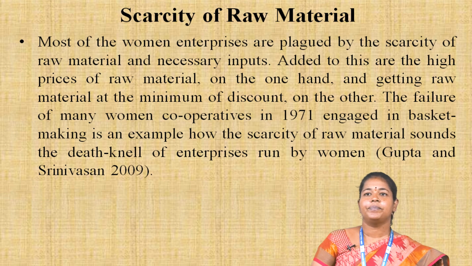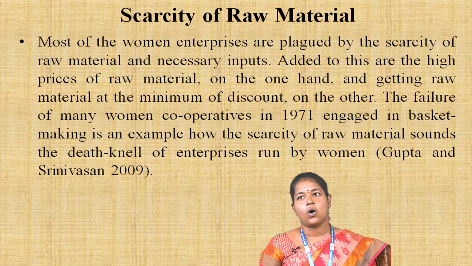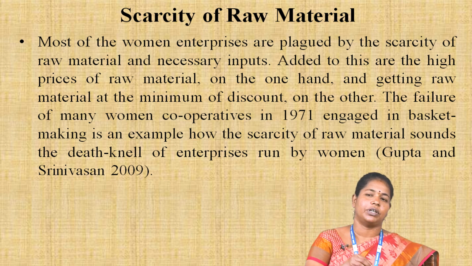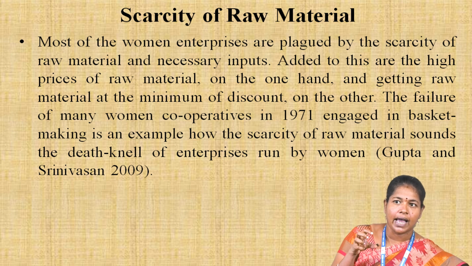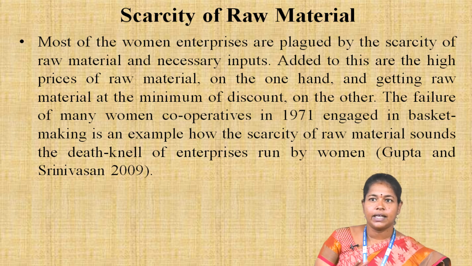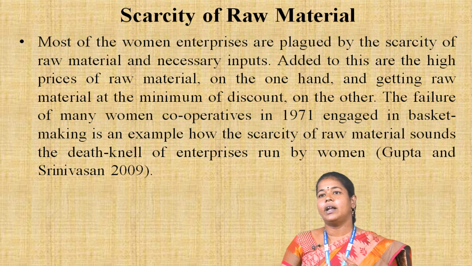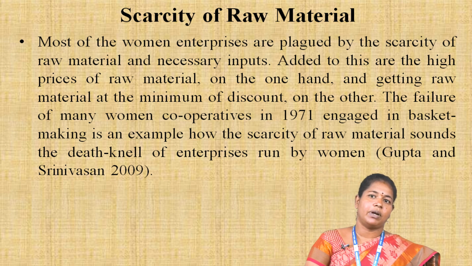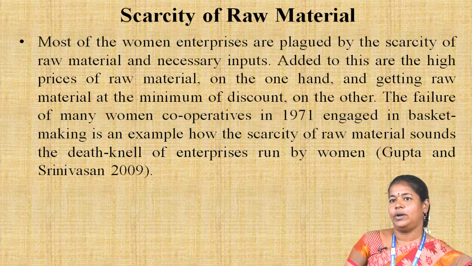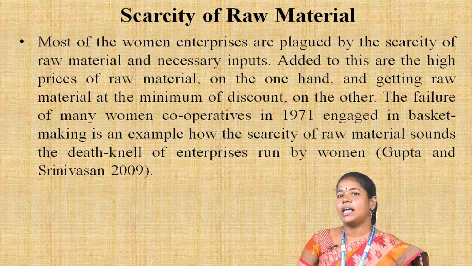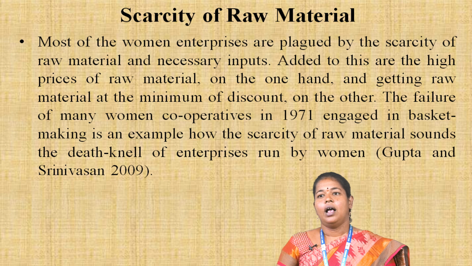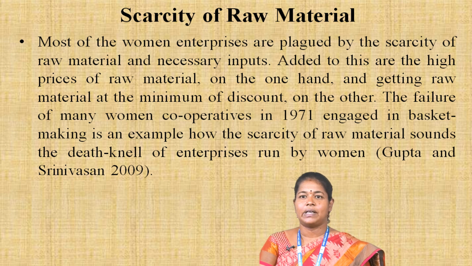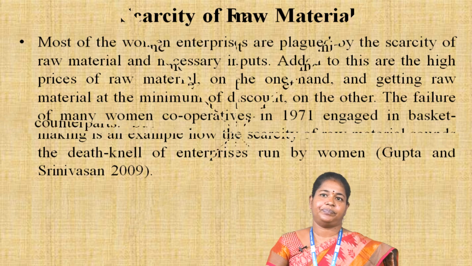Scarcity of raw material. Most of the women enterprises are blocked by the scarcity of raw material and necessary inputs. Added to this is the high price of raw material, on the one hand, and difficulty in getting raw material at a minimum discount on the other. The failure of many women cooperatives in 1971 engaged in basket making is an example of how the scarcity of raw material sounds the death knell of enterprises run by women.